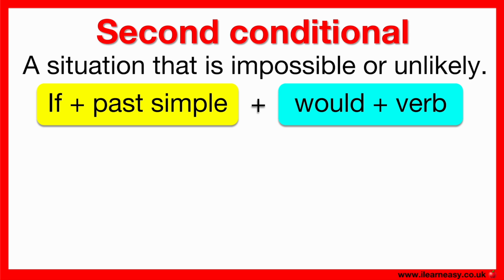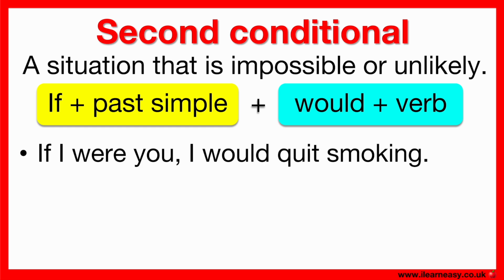This conditional is used to describe a situation that's not true now, it's hypothetical. For example, if I were you, I would quit smoking. This is an example of a second conditional because it's impossible for me to be you. So I'm speaking hypothetically. If I were you, I would quit smoking. As you can see, the if clause comes first, followed by the main clause.